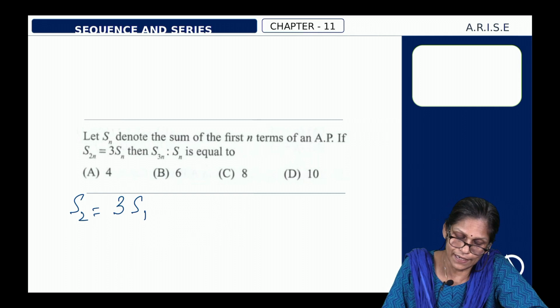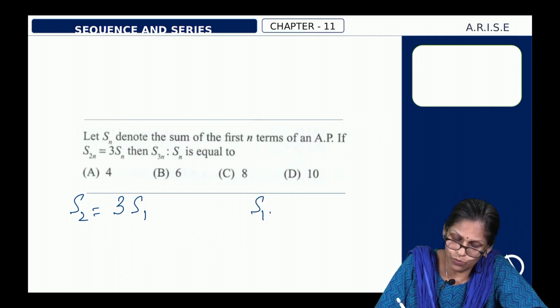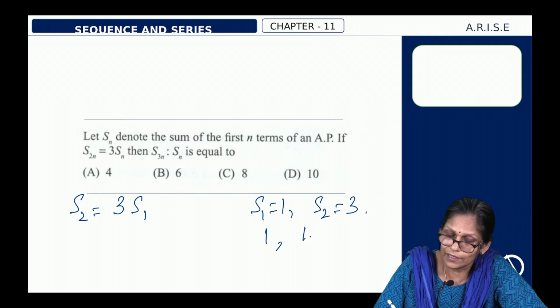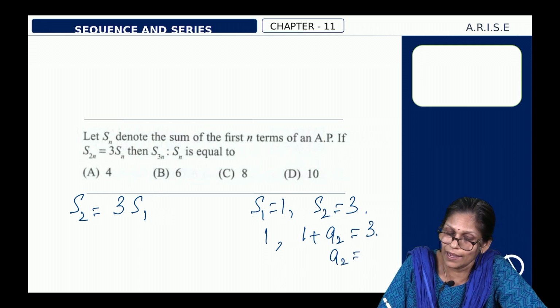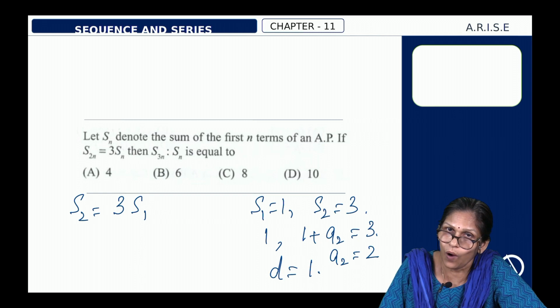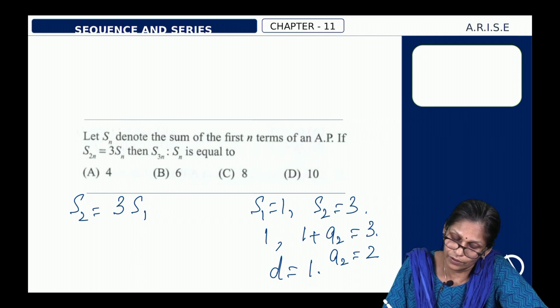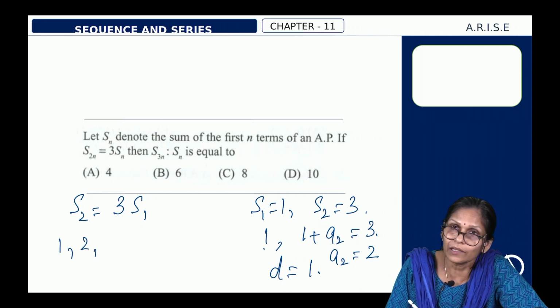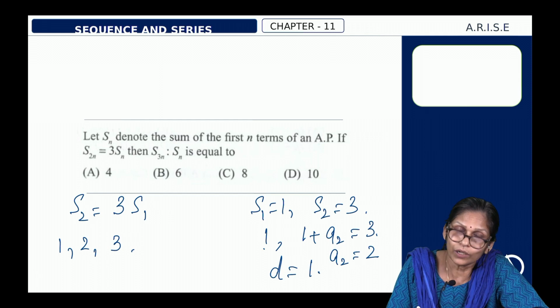Okay, so let me take a simple example. If S1 is 1, S2 would be 3. S1 is 1 means the first term will be 1, and S2 is the sum to 2 terms, that is the first term plus the second term is 3. So what does that make the second term as? 2. So in that case, the first term is 1, the second term is 2. What is your common difference? Isn't that 1? So the first term is 1, the second term is 2. What will be the third term? Won't that be 3?